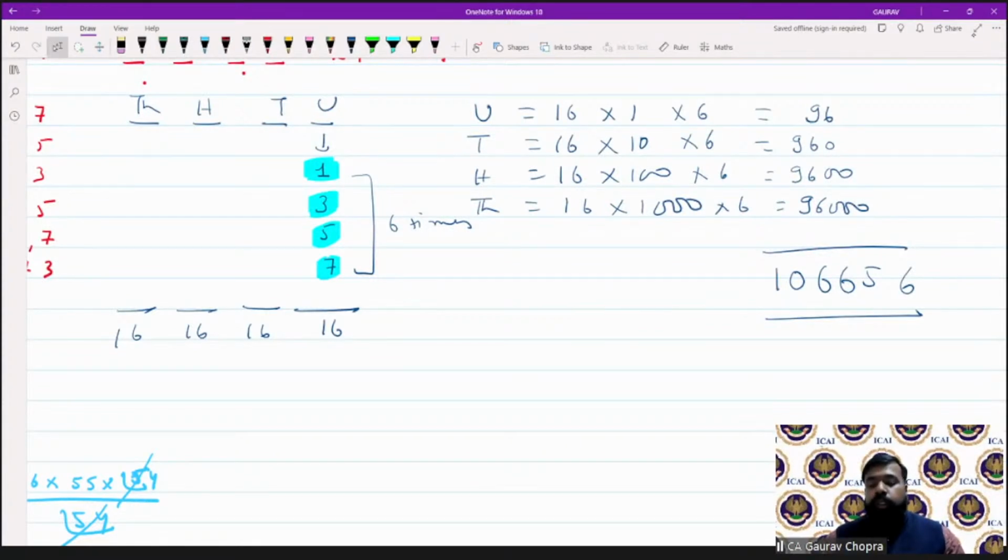Whenever such questions are there, we have to solve in this manner, because it is not possible to prepare all the cases and then add them. It would be very, very lengthy. So this is a shortcut method to solve.